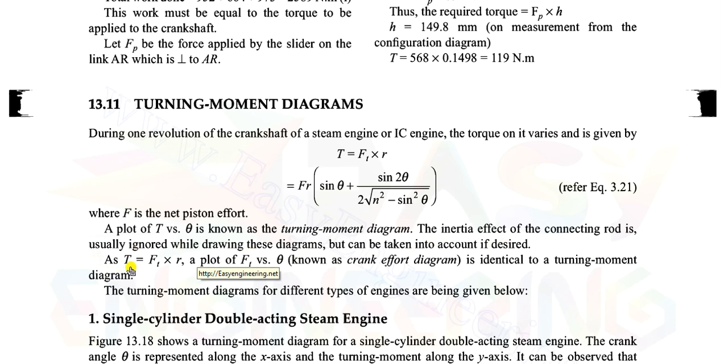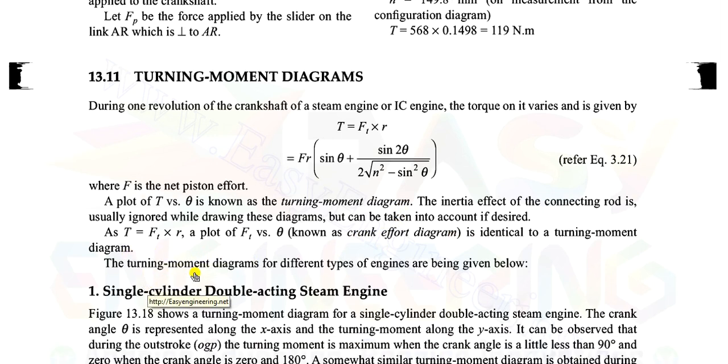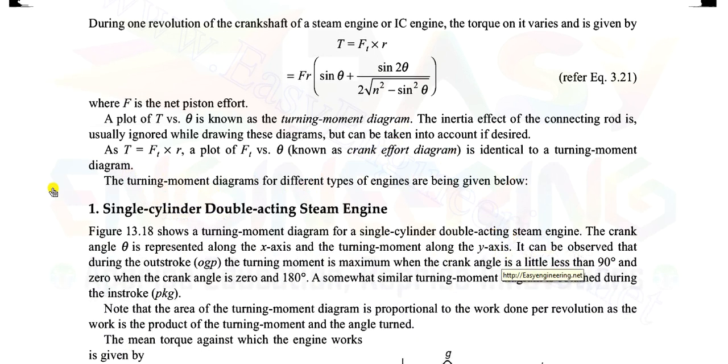As T is equal to Ft into R, a plot of Ft versus theta is known as the crank effort diagram, because this Ft is the crank effort. So the crank effort diagram is identical to the turning moment diagram. Both diagrams are identical. The turning moment diagrams for different types of engine are given below, so we will see them one by one.